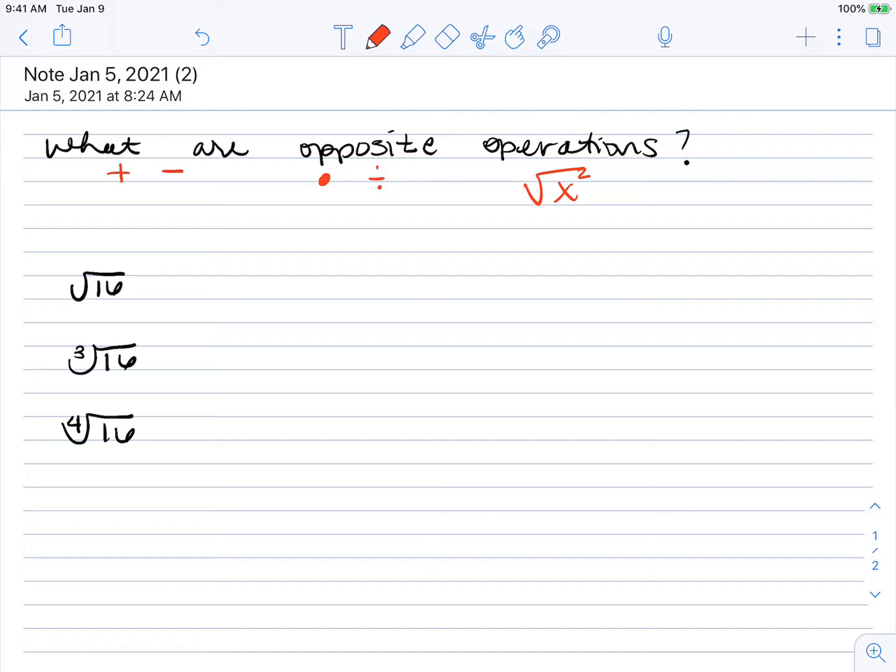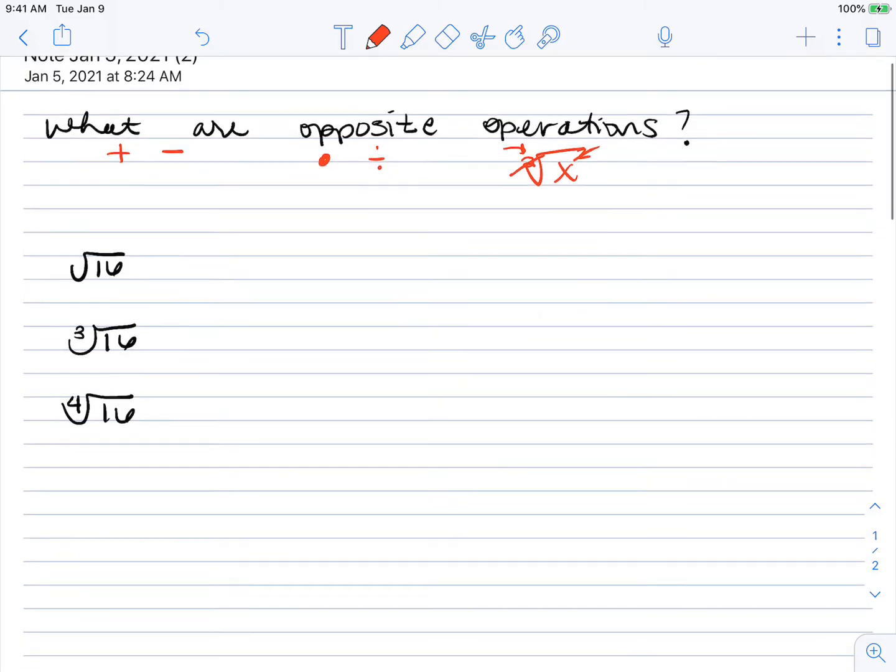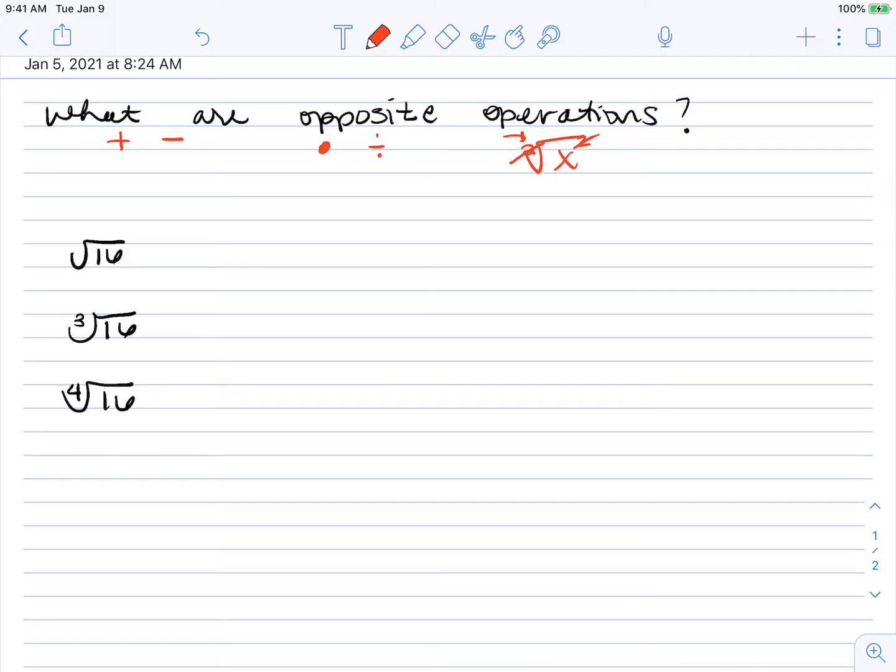And normally there isn't anything written inside here, but it really is a 2. And so the opposite operation of something squared is a square root. And they undo each other, just like addition undoes subtraction and multiplication undoes division. We're going to use this concept of a square root being the opposite operation of the power to simplify the square root of 16, the cubed root of 16, and the fourth root of 16.